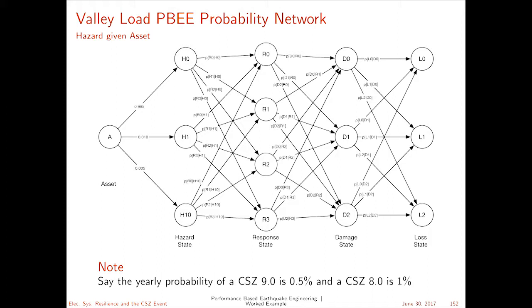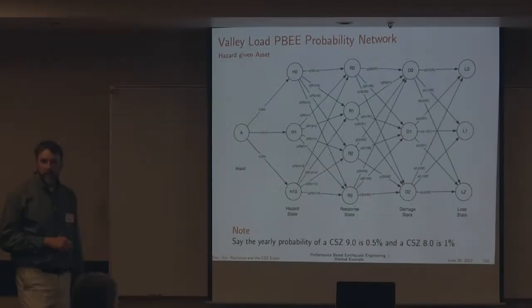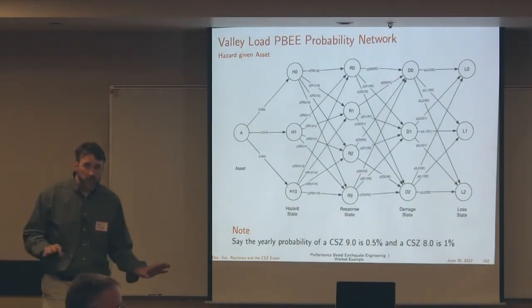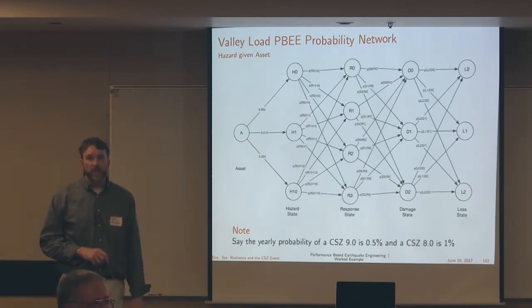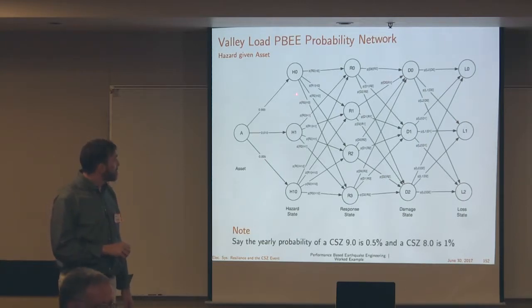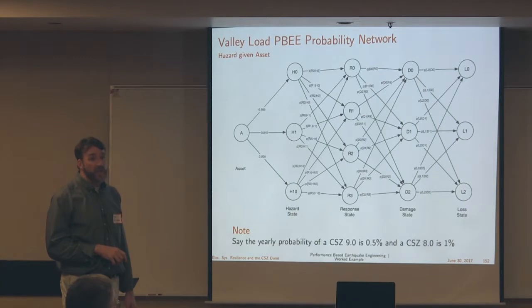So you'll notice, I have 0.985, 0.010, and 0.005. So what does that mean? For this valley load, what's the probability that I have a blue sky day? It's 98.5% probability. What's the probability that I have a Cascadia 8 earthquake? 1% probability, right? And a 0.5% probability that I have a Cascadia 9. Again, those numbers are not strictly determined in any way. I just made them up, very approximately. Does that make sense? Okay. We're just going to start with that assumption.